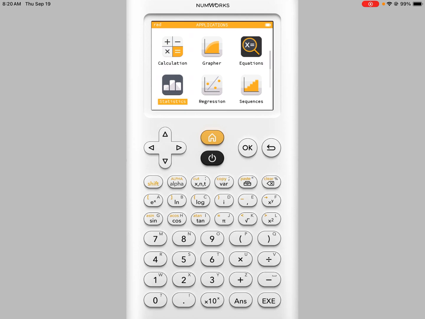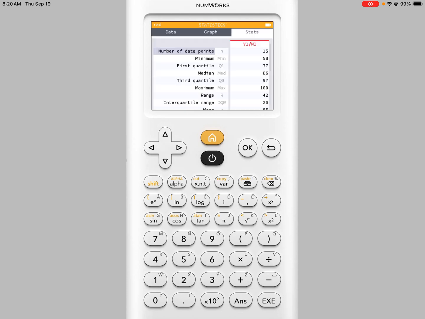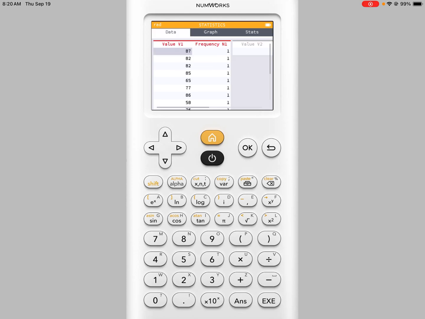Okay, so when we put data in, you go to Statistics, and then data, and I've already put the data in there. You can see it will default to frequency is 1. If you want to change the frequency, you just go over there and change it.